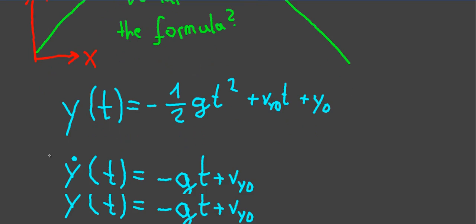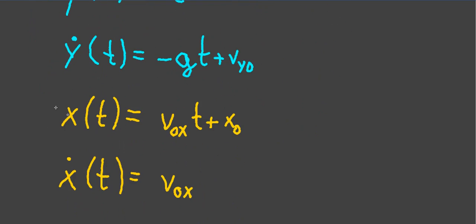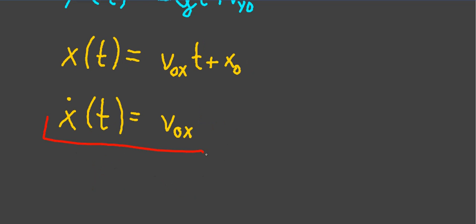Now let's look at the formula for the x dimension, and you're going to see the x dimension formula is actually just v0 in x direction times t plus x0. So the velocity in the x direction is actually constantly the v0 in the x direction. Now this is the interesting part. This is the important part.